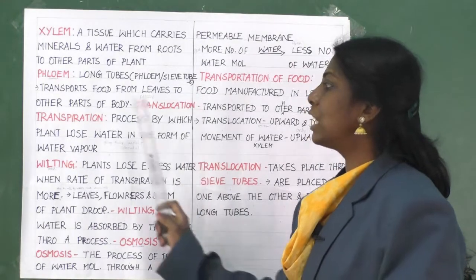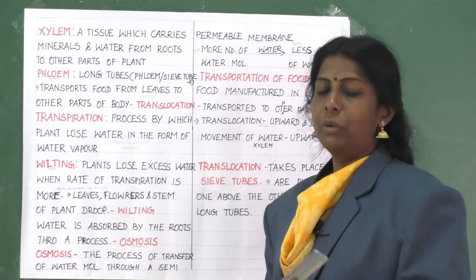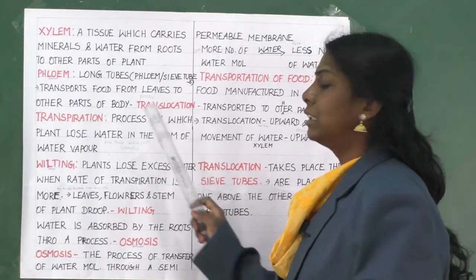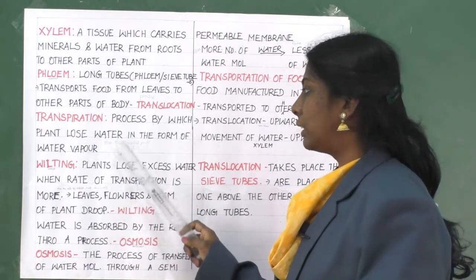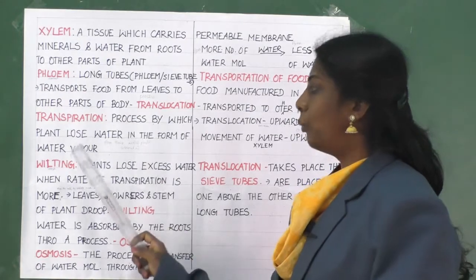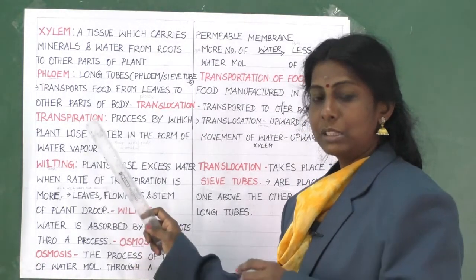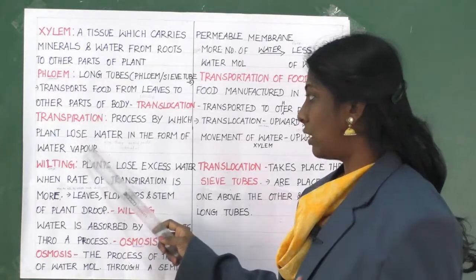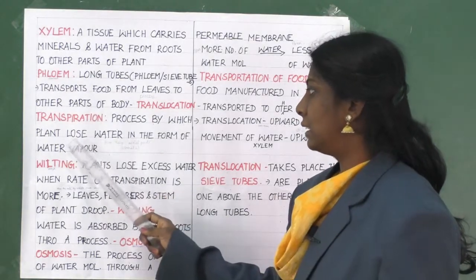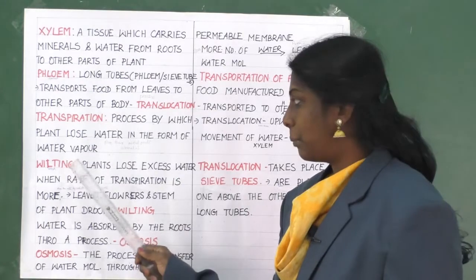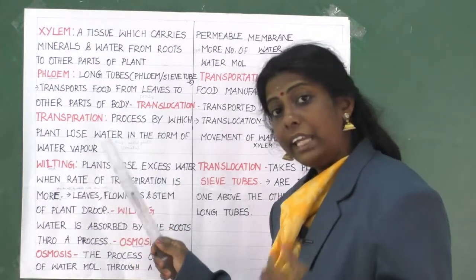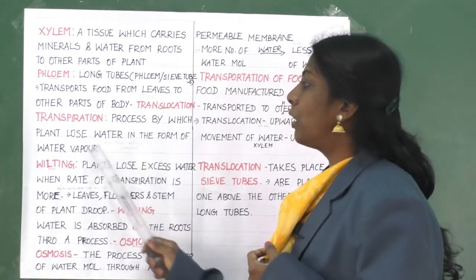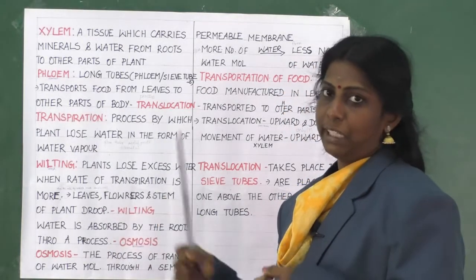Yes. Next thing is about transpiration. What do you mean by transpiration? It's a process by which a plant loses water in the form of water vapor. So water is getting evaporated here. Water is lost from the plant in the form of water vapor from their aerial parts like stomata. Clear? So this process is said to be transpiration.